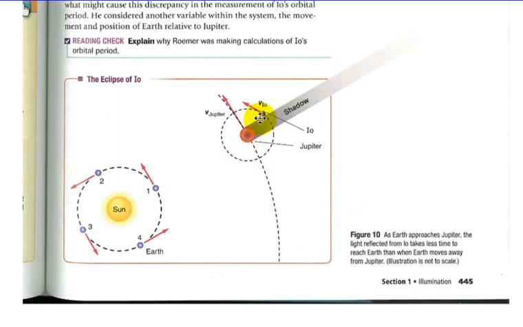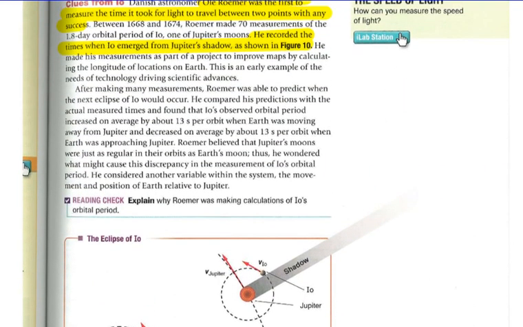Because of course the light reflected from the moon had to go an extra distance from here to here. So that difference in distance basically told them that light must travel at a certain speed, because it takes longer for light to hit Earth when it's in this position than when it's in this position.